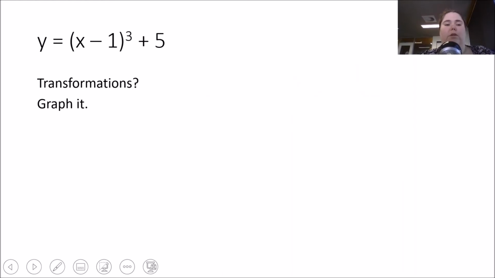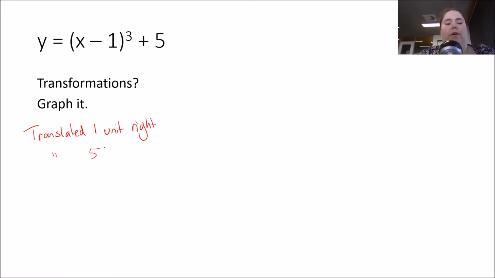So here, we're going to graph this one. Start with our transformations. Well, we have translated 1 unit right and translated 5 units up. Okay, so that's our transformations. So then to graph it, I need my point of inflection, which I get straight from the equation: 1, 5.